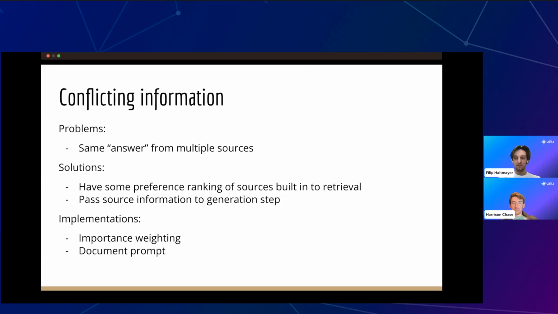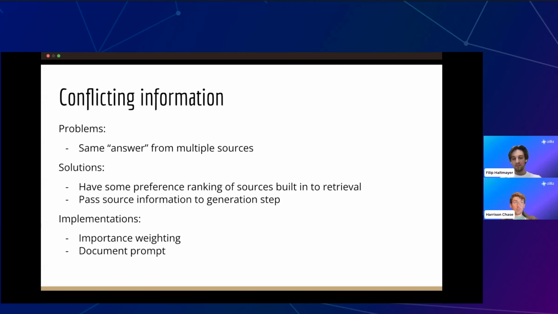Some things that we've seen is that when you're retrieving sources, you can have some notion of importance built in. So in the example above, you'd probably weight the HR document higher than the random meeting notes. If those are the only two documents retrieved, this doesn't do much. But when there are a lot of documents, you can add some importance weighting and filter those up.